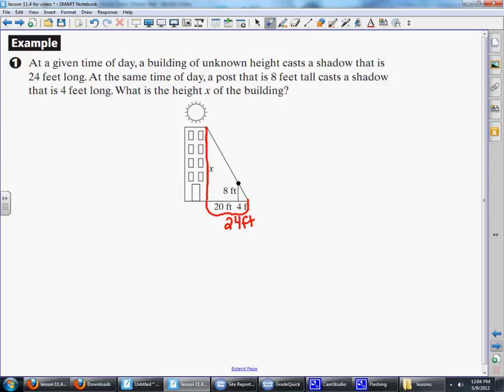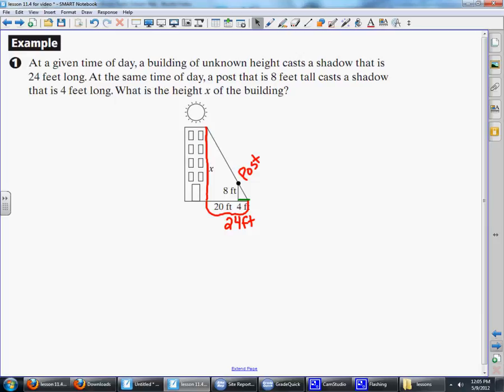At the same time of day, a post, here's the post right here, casts a shadow that is 4 feet long, and the post is actually 8 feet. So we want to find out what's the height of the building. In order to do that, we're going to use the proportion.